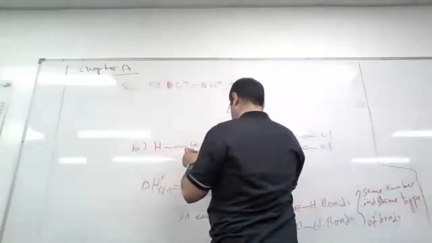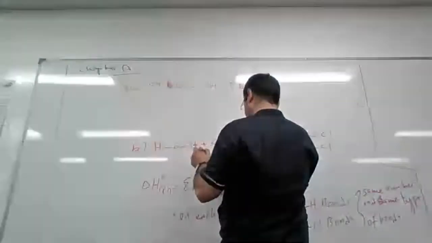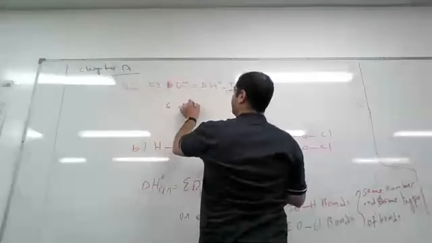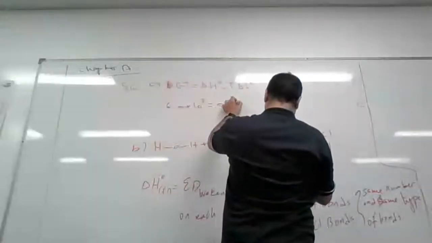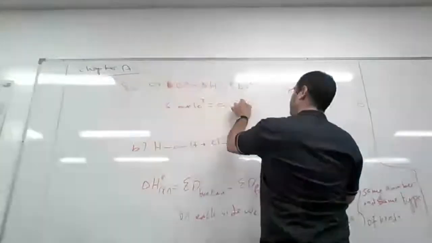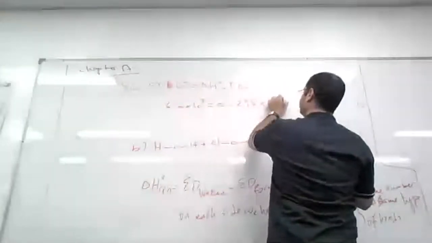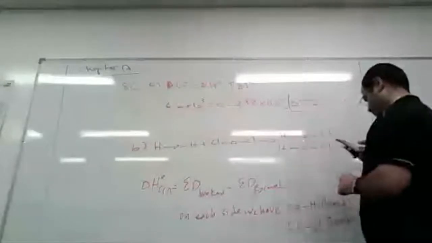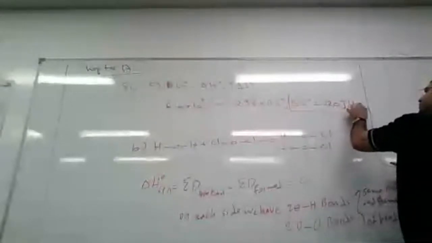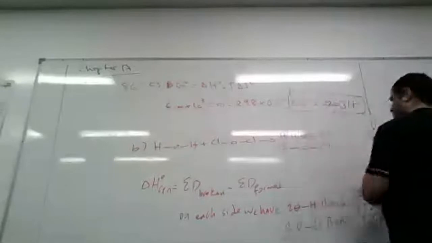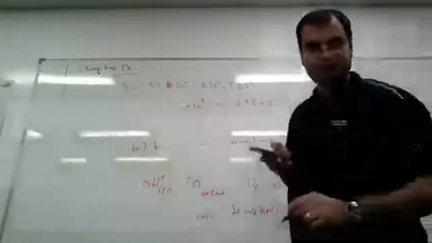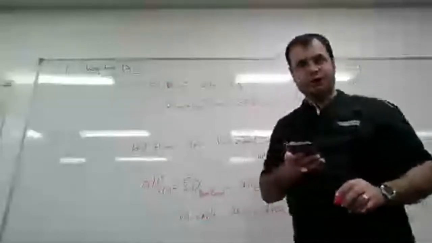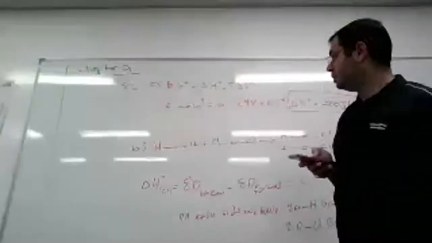So in here, what's the value of delta G? 6.0 times 10 to the power 3 equals 0 minus 298 times delta S naught. So delta S naught is equal to how much? Minus 20 joule per Kelvin. Okay. Right. Now let's move on.